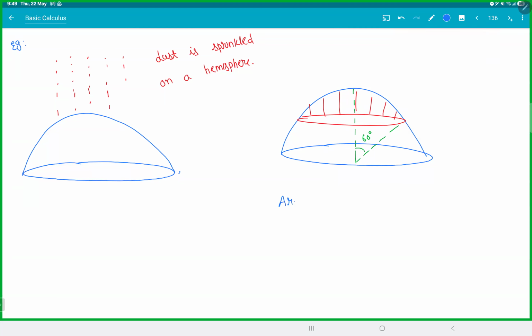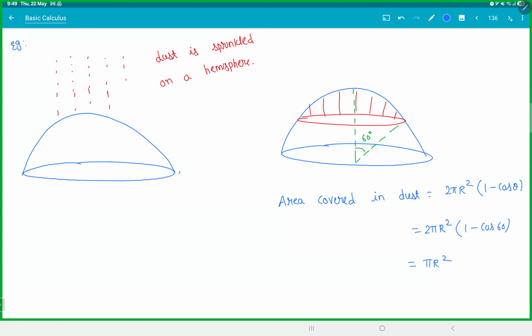So now, since we know the formula, it is easy to solve. The area covered in dust is 2 pi r square (1 minus cos theta). Remember, theta is your half angle. Theta is given as 60, so 2 pi r square (1 minus cos 60), which is half. So the answer is pi r square. Questions will come like this.